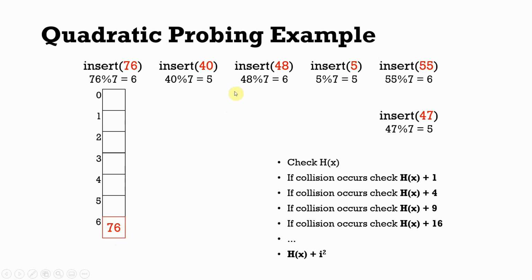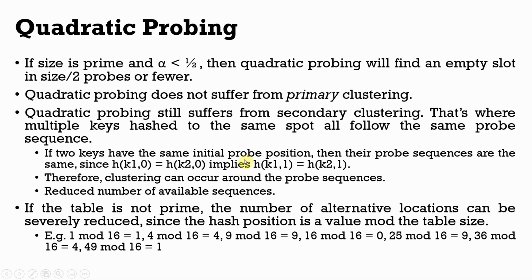The first probe is going to be 6 plus 1, but we don't have 6 plus 1. So it's going to be 6 plus 1 mod the size of the table. So it's going to be 0. So it's going to go here. And the next thing, and so on. So I'll leave it up to you to fill out this table.